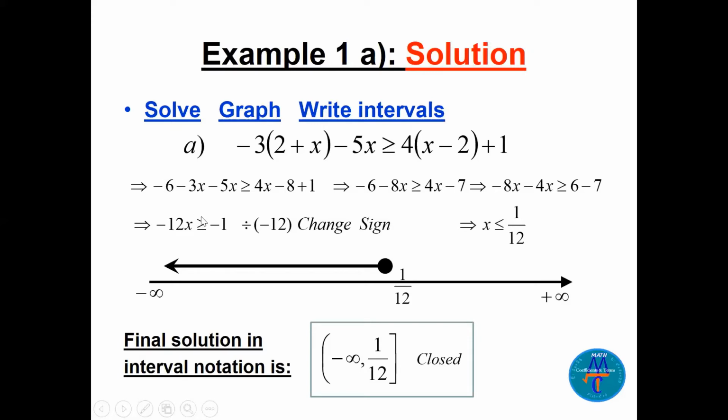Minus 12x greater than or equal to minus 1. Divide by minus 12 and change the sign. Just remember, please: it was greater than, so x will be less than or equal to 1 over 12. So let's draw now x less than or equal to 1 over 12. We start from minus infinity until this number, closed. That's the answer here. This is the interval.